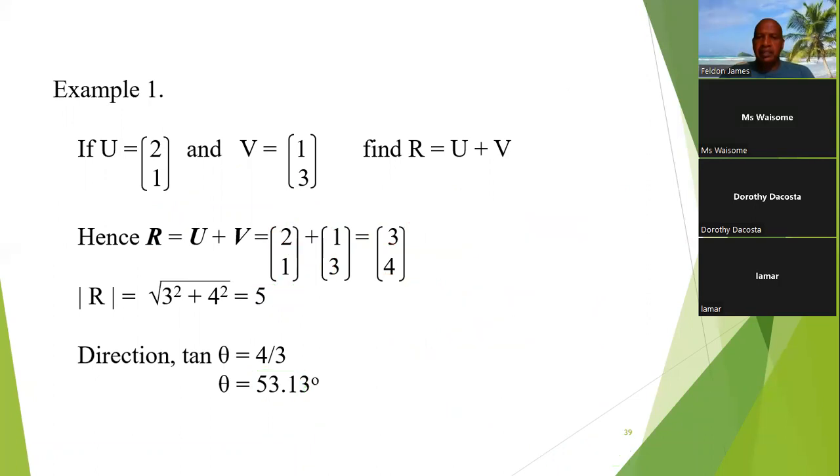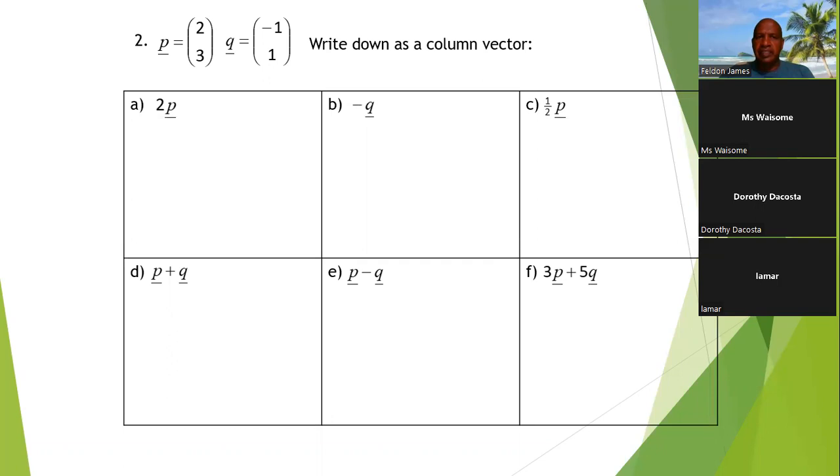Let us try to look at some questions. All right, here now we are looking at the position vectors. Position vector is written in column form. So you have the vector P, which is (2, 3), and the vector Q, which is (-1, 1). Write down as a column vector 2 times P. Can anybody do that?